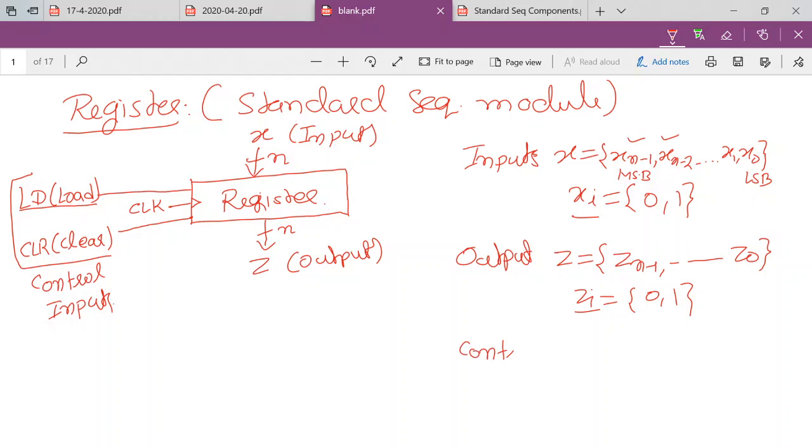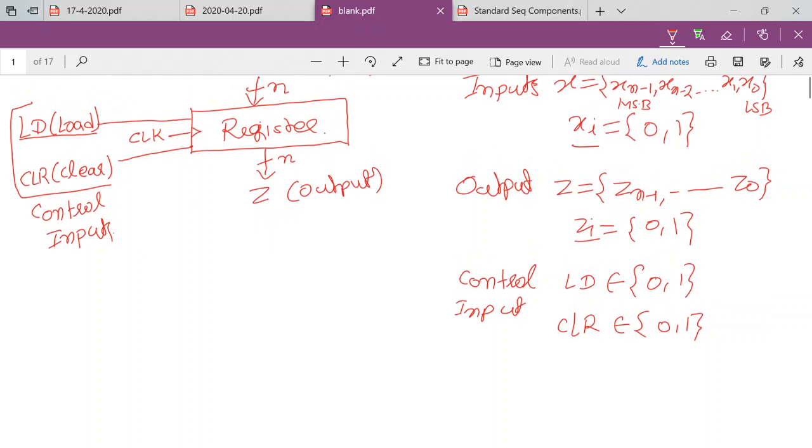Then the control: there are two control signals. One is LD, whose value might be either 0 or 1. There is another control input, CLR, that will also belong to 0 or 1. That means the value of clear or load would be either 0 or 1. Okay, now we'll discuss the function of a register. So we will write down the functionality of this register here now. Function.